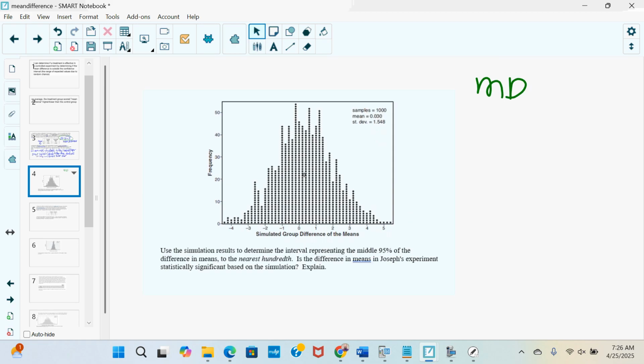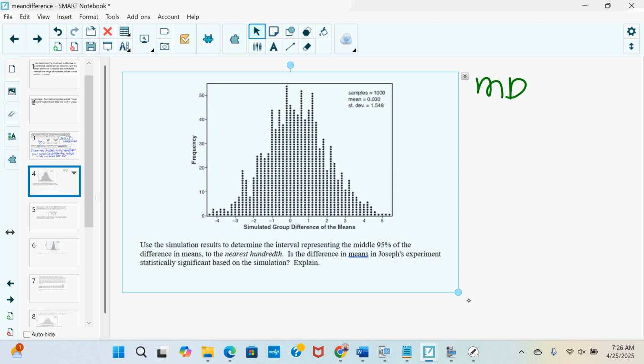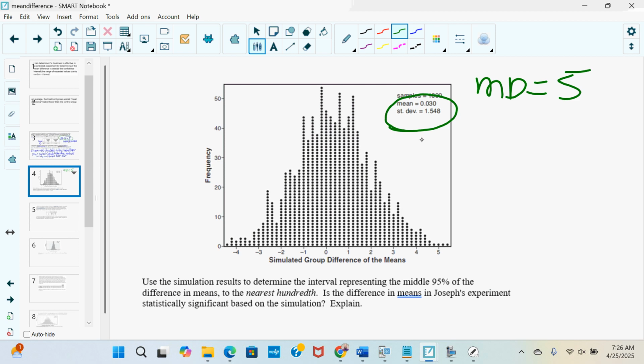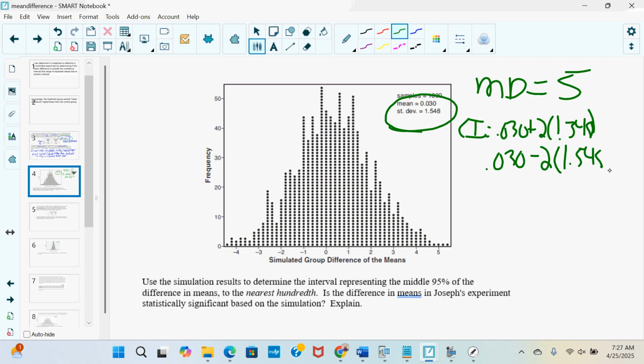So now I need to find the range of expected values due to random chance. I need to find the confidence interval. So this is re-randomized. This is the distribution due to random chance. There's no treatment group. There's no control group. So I'm going to find the confidence interval: the mean plus 2 times the standard deviation, and the mean minus 2 times the standard deviation.